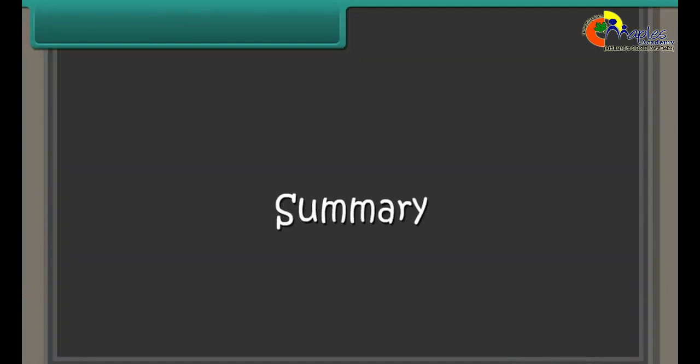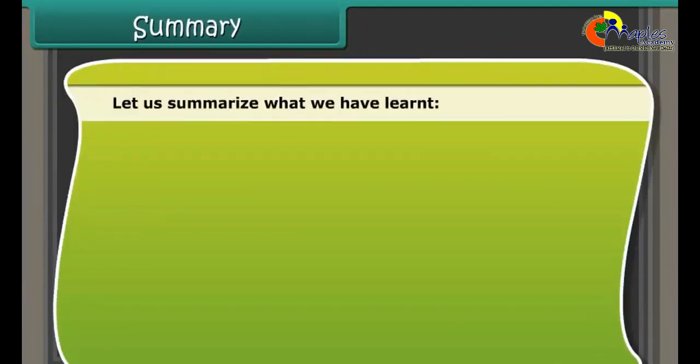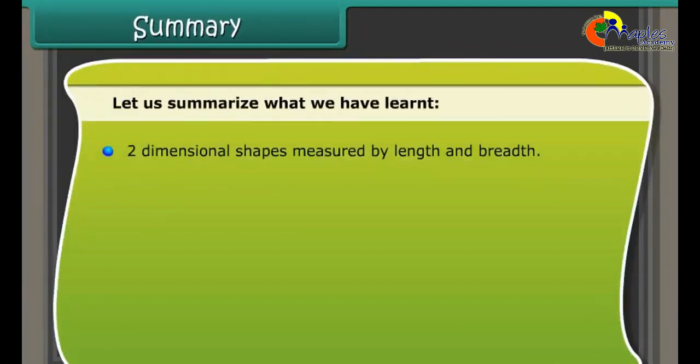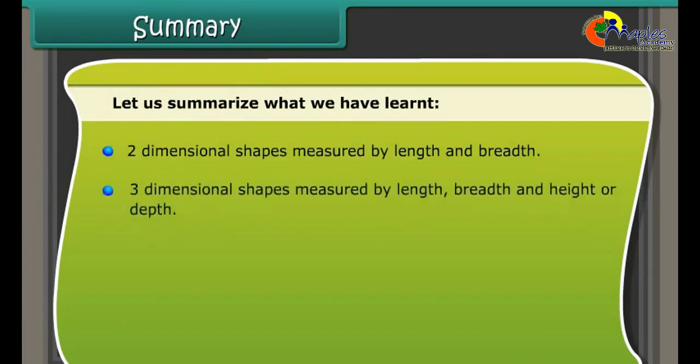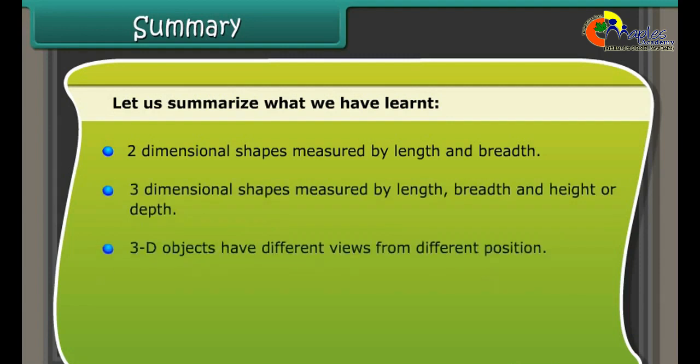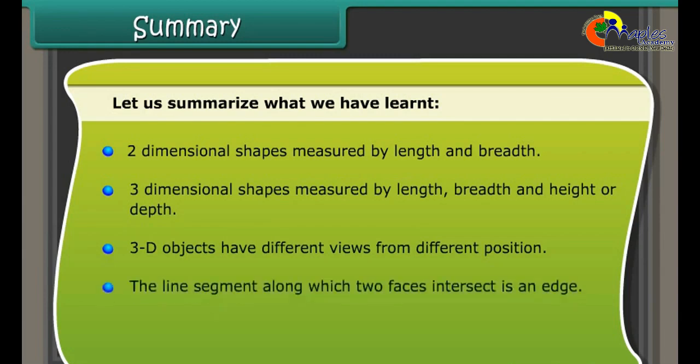Summary. Let us summarize what we have learned. 2-dimensional shapes are measured by length and breadth. 3-dimensional shapes are measured by length, breadth and height or depth. 3D objects have different views from different positions. The line segment along which 2 faces intersect is an edge.